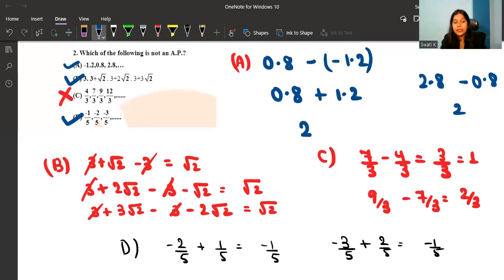So here, which are the correct options? A, B, and D. So therefore, these are in AP. Otherwise, the other one, they are not. Okay, let's go to the next question.